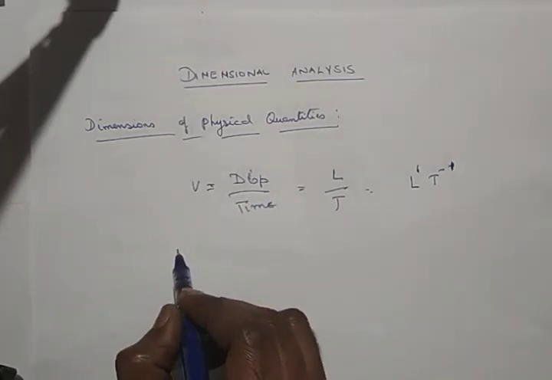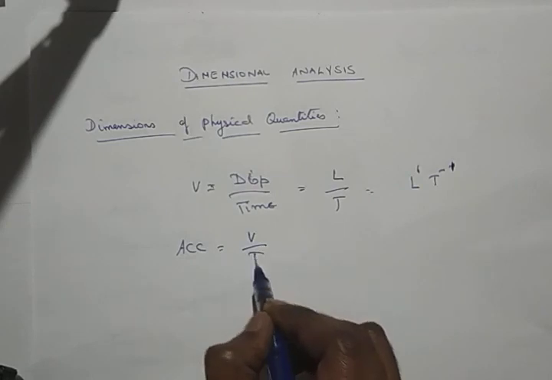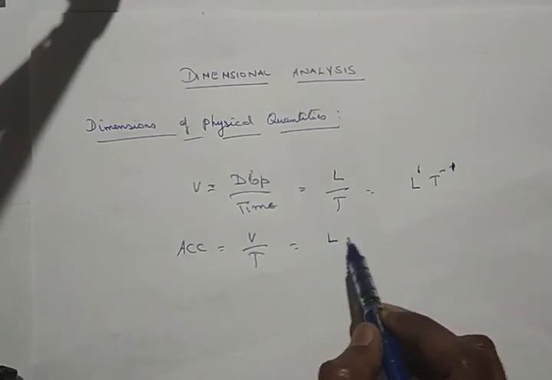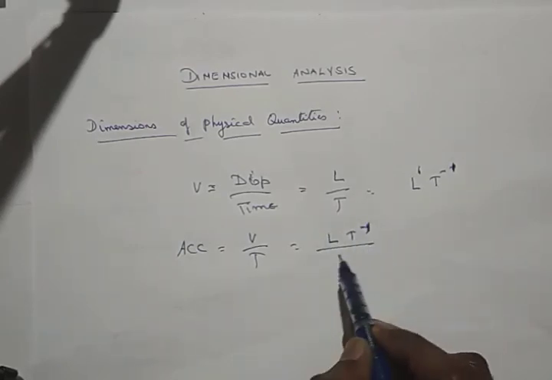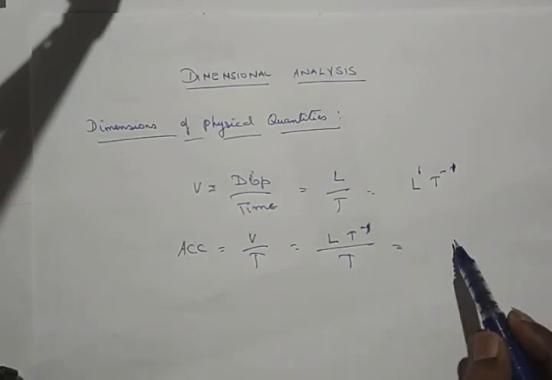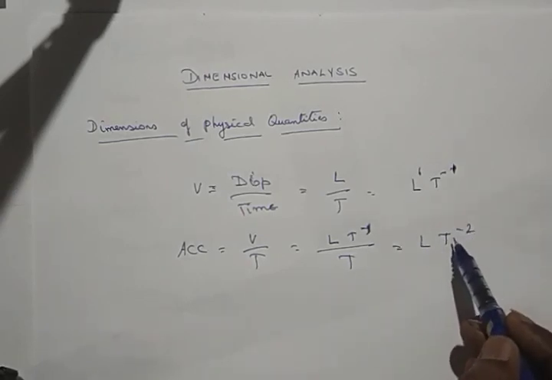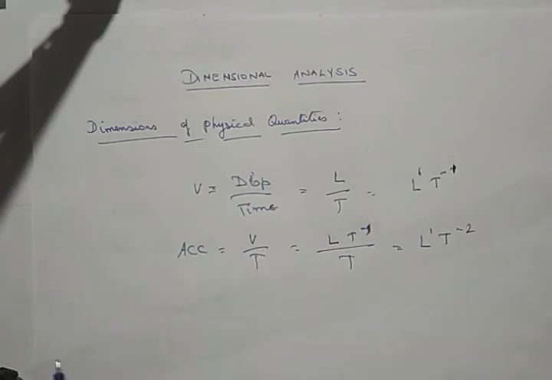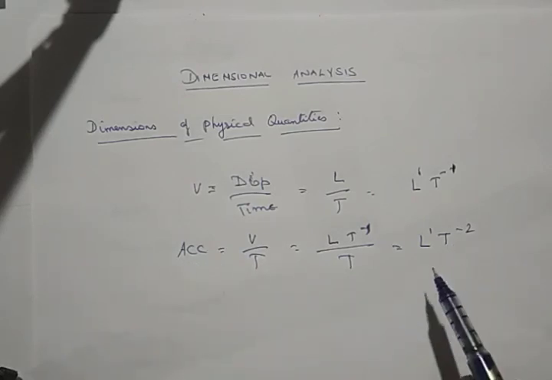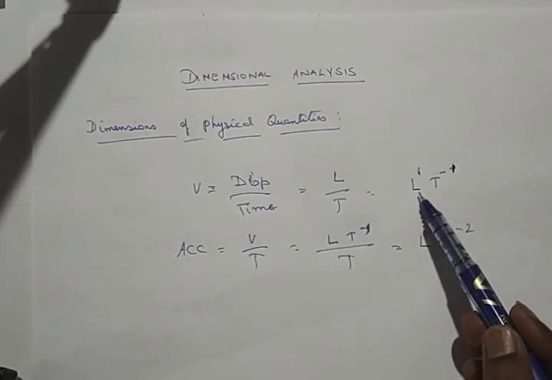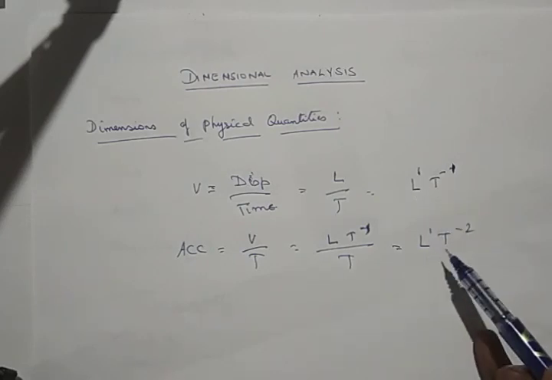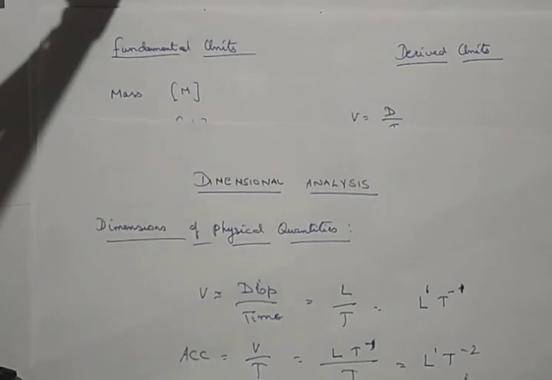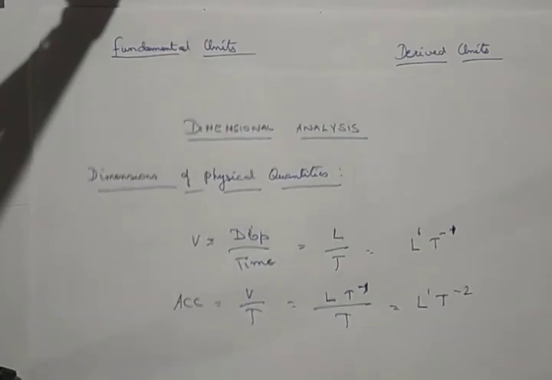Let us do another example. Acceleration. We know it is going to be velocity upon time. Now velocity, we already know this is the dimensional formula: length and time to the power minus 1, upon time. So when this time goes to the numerator, you get length, t to the power minus 2. Now length to the power of 1, t to the power of minus 2, this is the dimensional formula for acceleration. So every dimensional formula, we will be writing in terms of the basic fundamental quantities, length and time, and maybe mass and many other things also. So these fundamental units will definitely be coming. So that's the way it is.